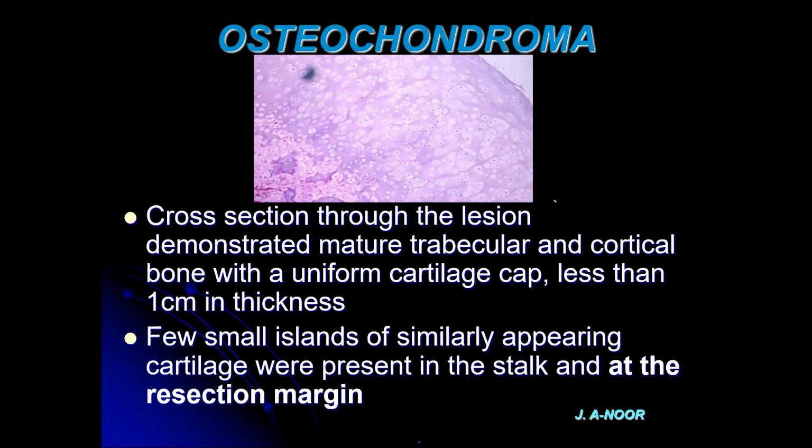Cross-section through the lesion demonstrated a mature uniform cartilage cap, less than 1 centimeter in thickness. Few small islands of similarly appearing cartilage were present in the stalk at the resection margin.